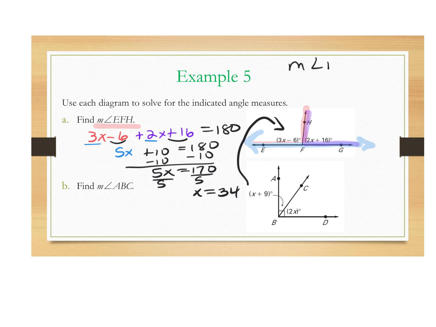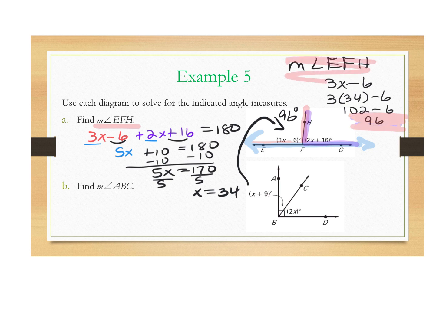So the measure of EFH was represented by the expression 3x minus 6. So I'm going to replace x with 34. I'm going to multiply it by 3 and then subtract 6. Once I do that, I get 96 degrees. Now, if it would have asked for HFG, then I would have plugged it into the 2x plus 16. But they just wanted me to find that one angle, so it's 96 degrees. And you would put the little degree symbol above the 96.